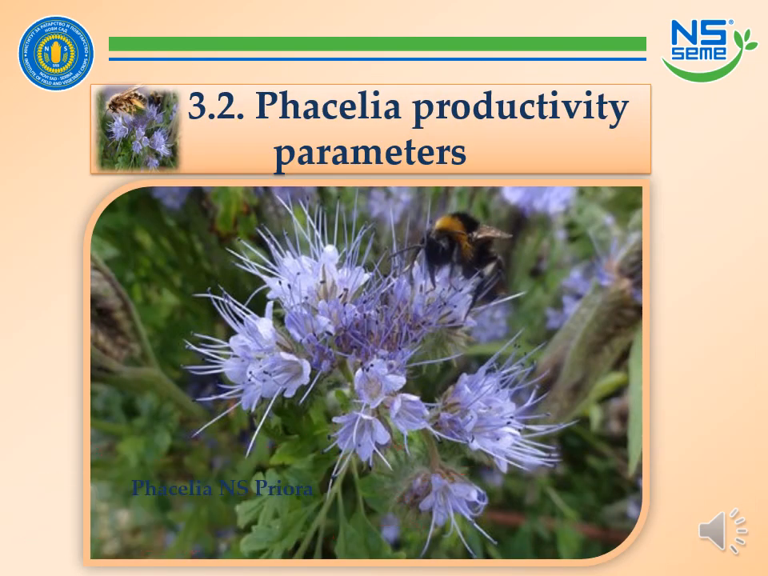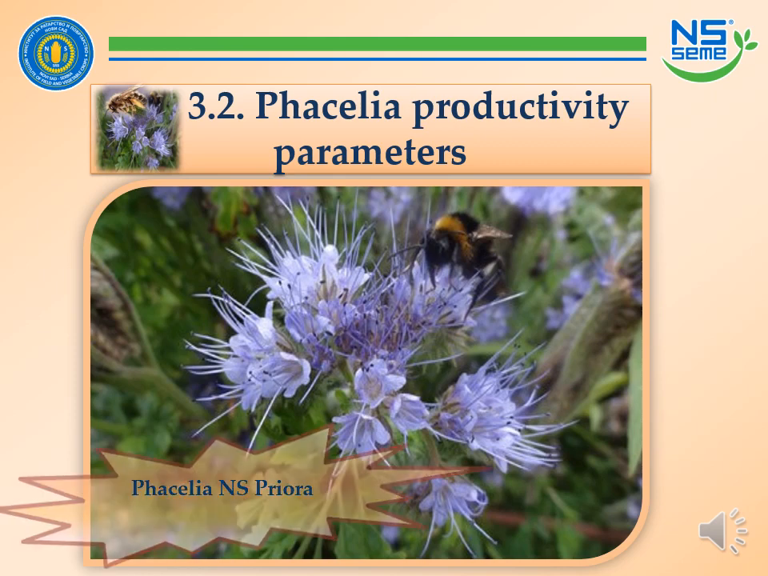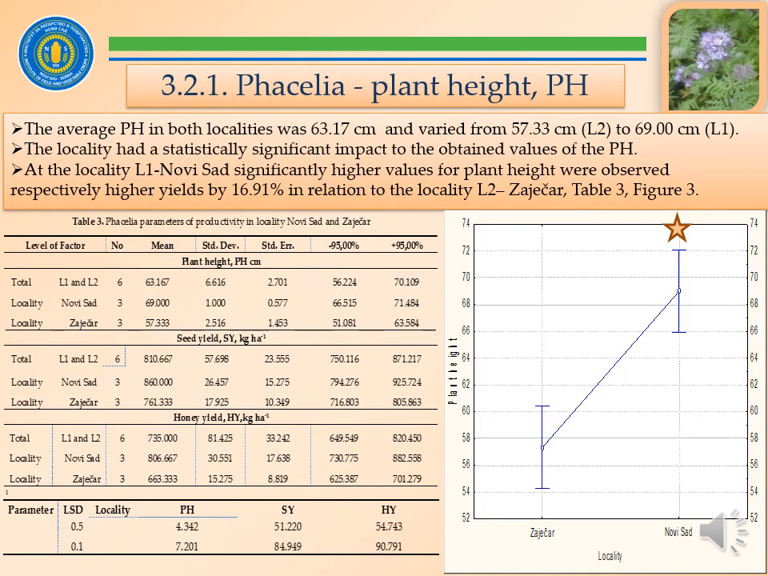PHACELIA productivity parameters. The average plant height in both localities was 63.70 centimeters and varied from 57.3 centimeters to 69 centimeters on the first locality. The locality has significant impact on these values, and at the locality in Novi Sad higher values for plant height were observed by 16.9% in relation to the second locality in Zaječar.